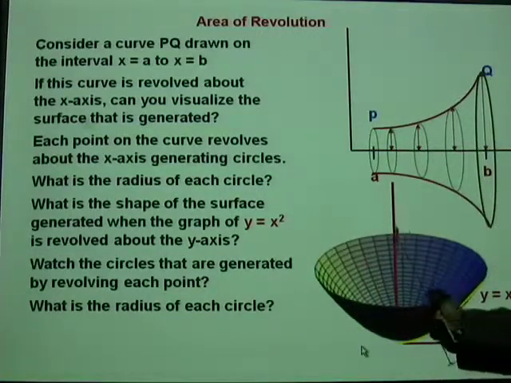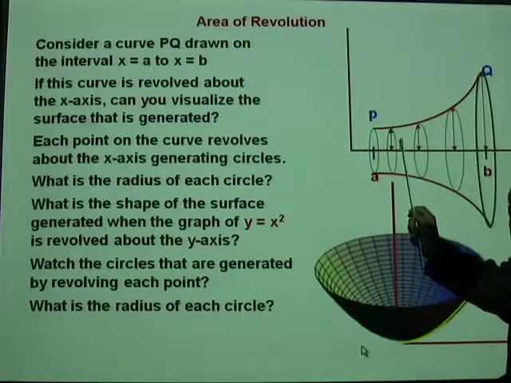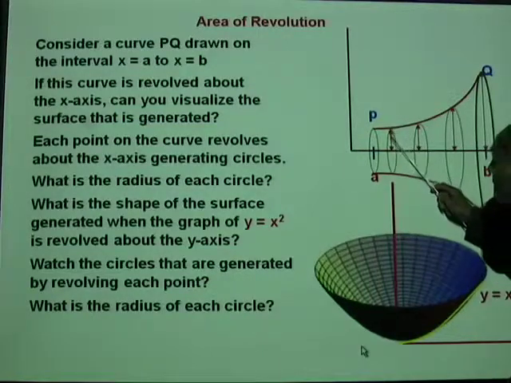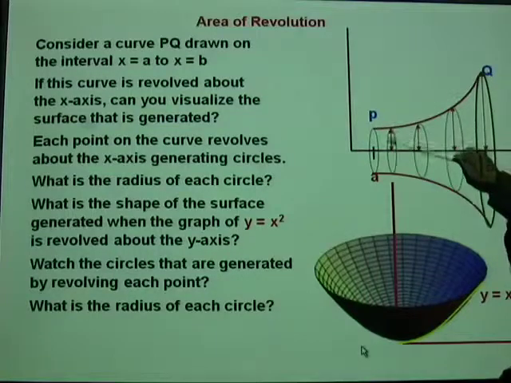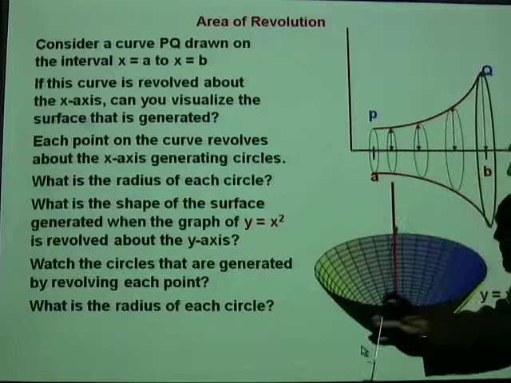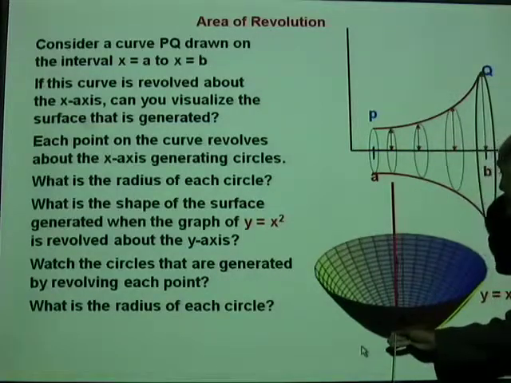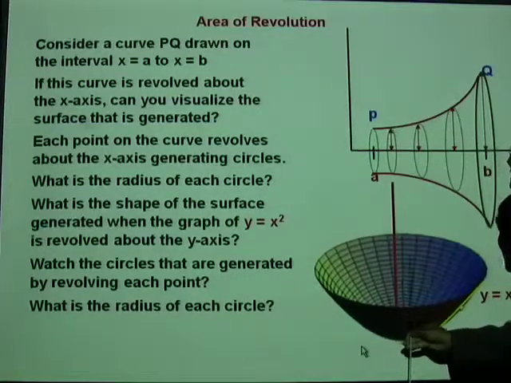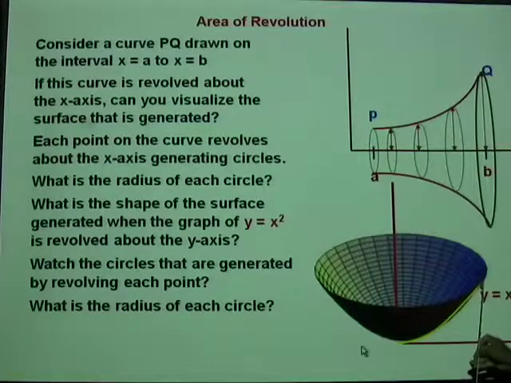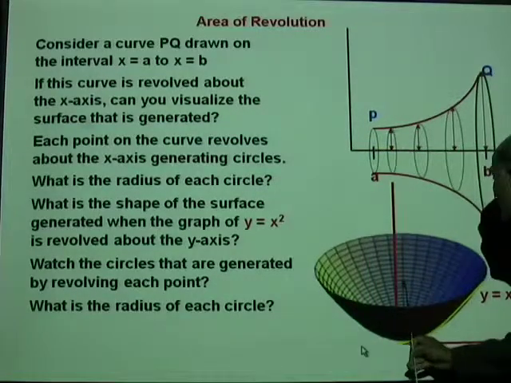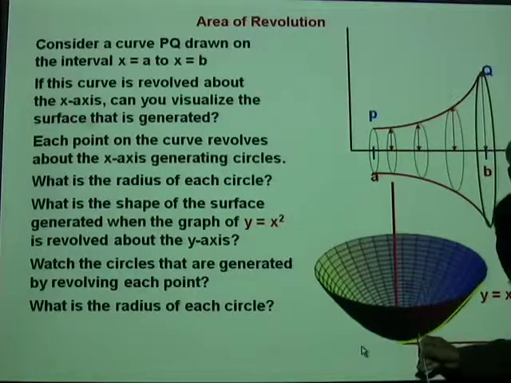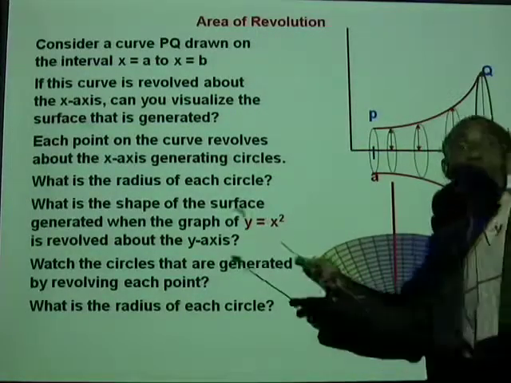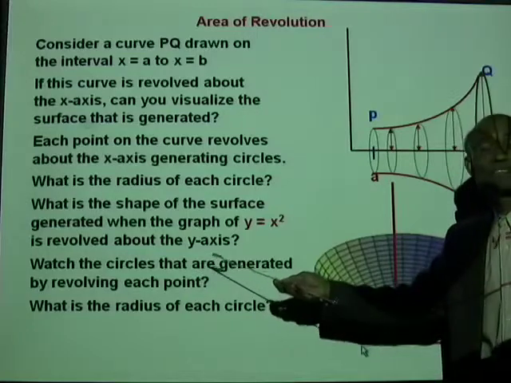What is the radius of each circle? In the diagram above here, the radius of each circle is f of x, y equal to f of x. Now, what is the radius here? The distance measured from the y-axis. The radius of this circle is the distance of the function graph from the y-axis, which is called x equal to. Is that right?